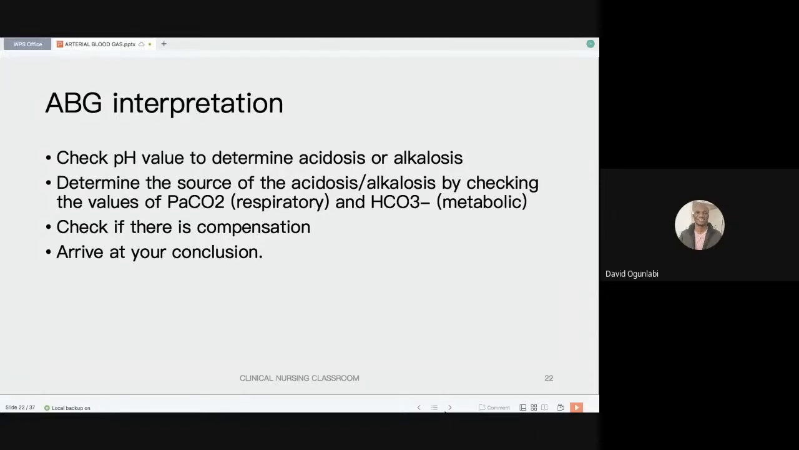Now, if you see that pH is greater than 7.45, you say that situation is alkalosis. Then you come and check the source. You check the bicarbonate, and you see that bicarbonate is also high. High bicarbonate shows alkalosis. So you can easily say that is metabolic alkalosis. And then check if there is compensation, and then arrive at your conclusion.